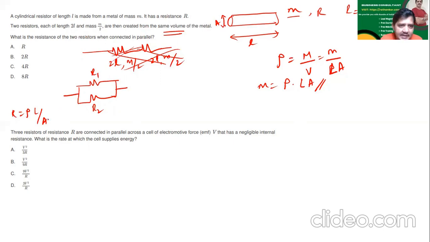See, if I say a resistor has a resistance R, then it has a mass M. But if the mass is halved, but the same volume is being used, which means what? The density is differing. That's what you need to know here. Okay, so density is different. Two resistors, each of length 2L and mass m/2 are created from the same volume of the metal. What is the resistance of the two resistors when connected in parallel? So how do we do it? That is what we need to look into.